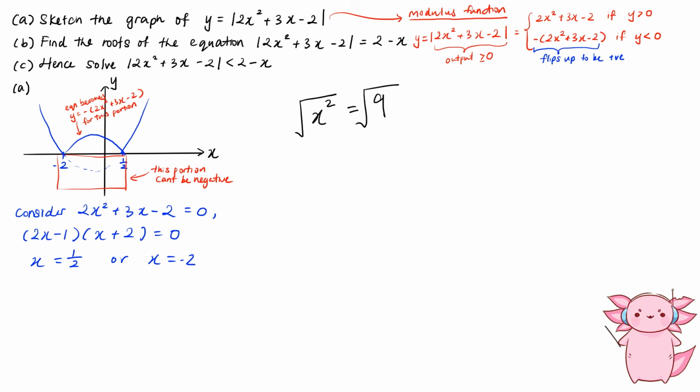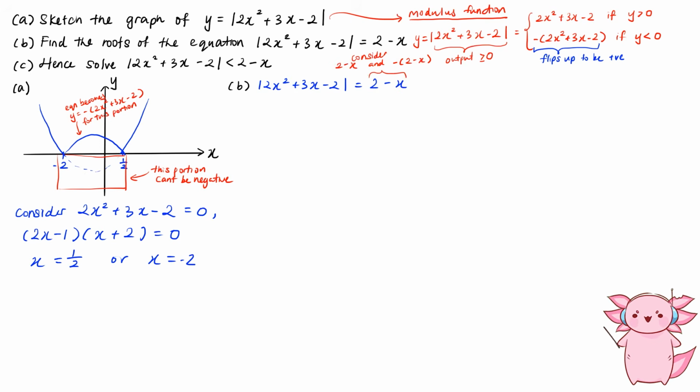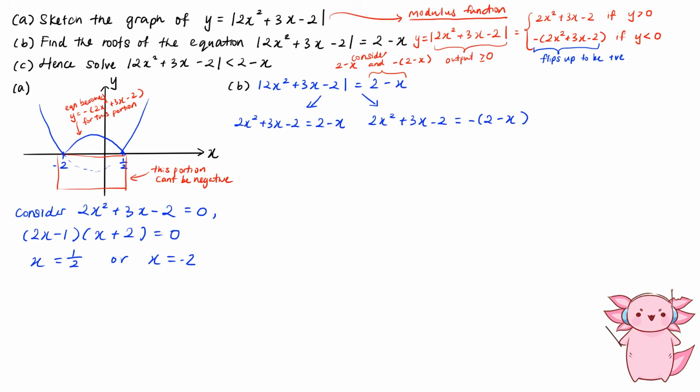You know how when we square root something, we always gotta consider the positive and the negative? When solving for a modulus equation like this, it's basically the same, where we have to consider this quadratic equals to positive 2 minus x, or this quadratic is equals to -2 minus x.